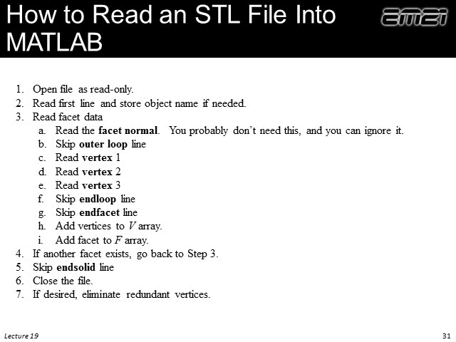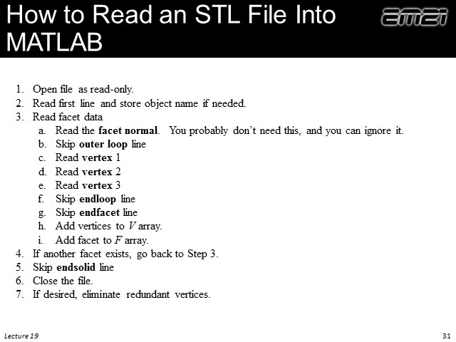So step 1, we'll open the file as read-only. We don't want to open it as a write file. Technically, we could read it then, but we also stand a chance of messing it up. So we open it as read-only. We read the first line and store the object name if needed. Remember, that was the name of the file, but in my codes, I just skip that.